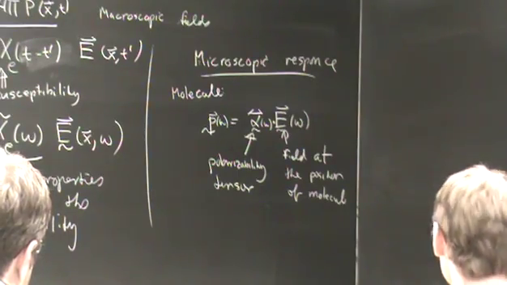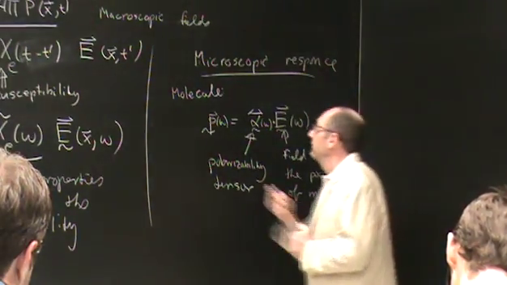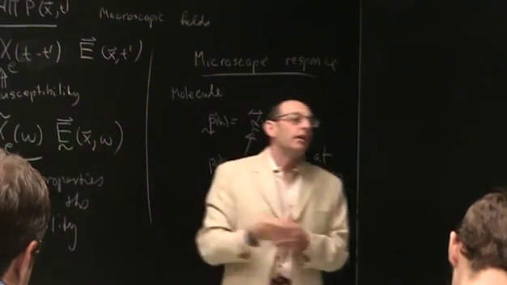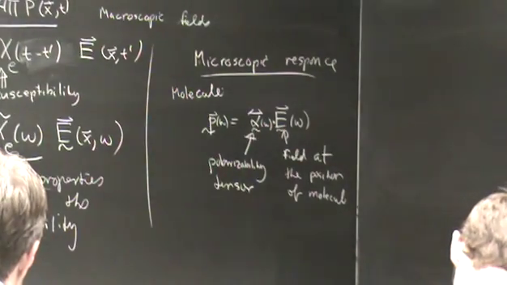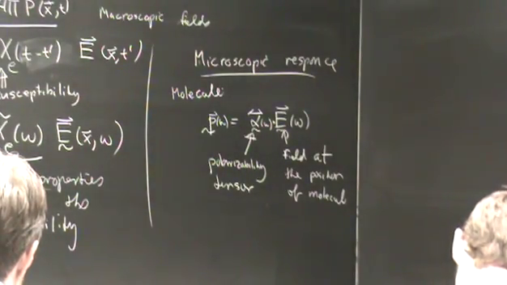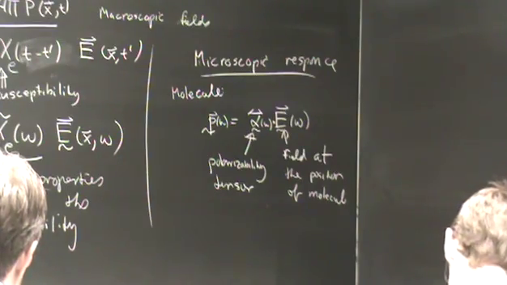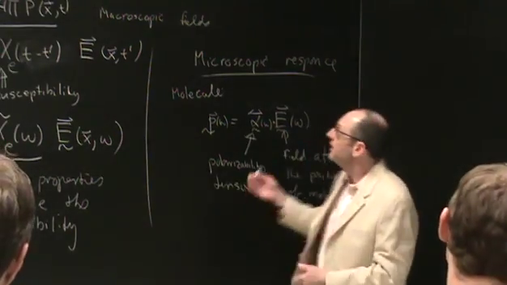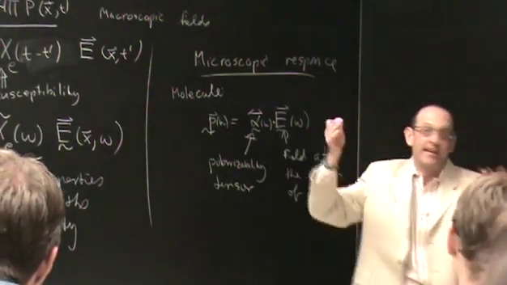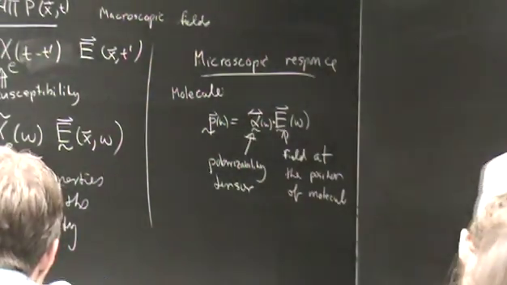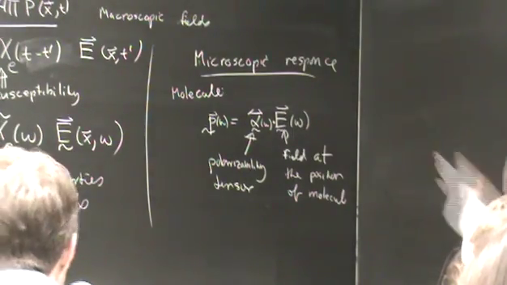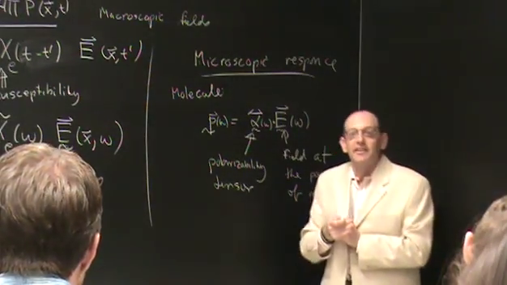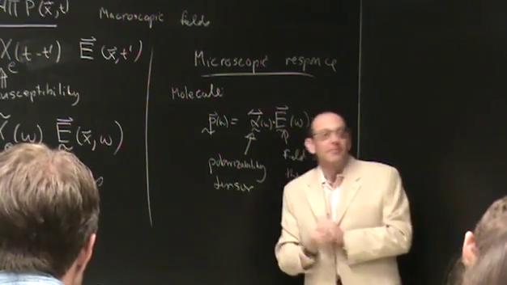So one question you can ask is, how is the susceptibility related to the polarizability? Remember, the susceptibility is some kind of coarse-grained average over many, many molecules. Something like Avogadro's number of them. Or 10 to some power of that, something like that. Still a whole lot of molecules.